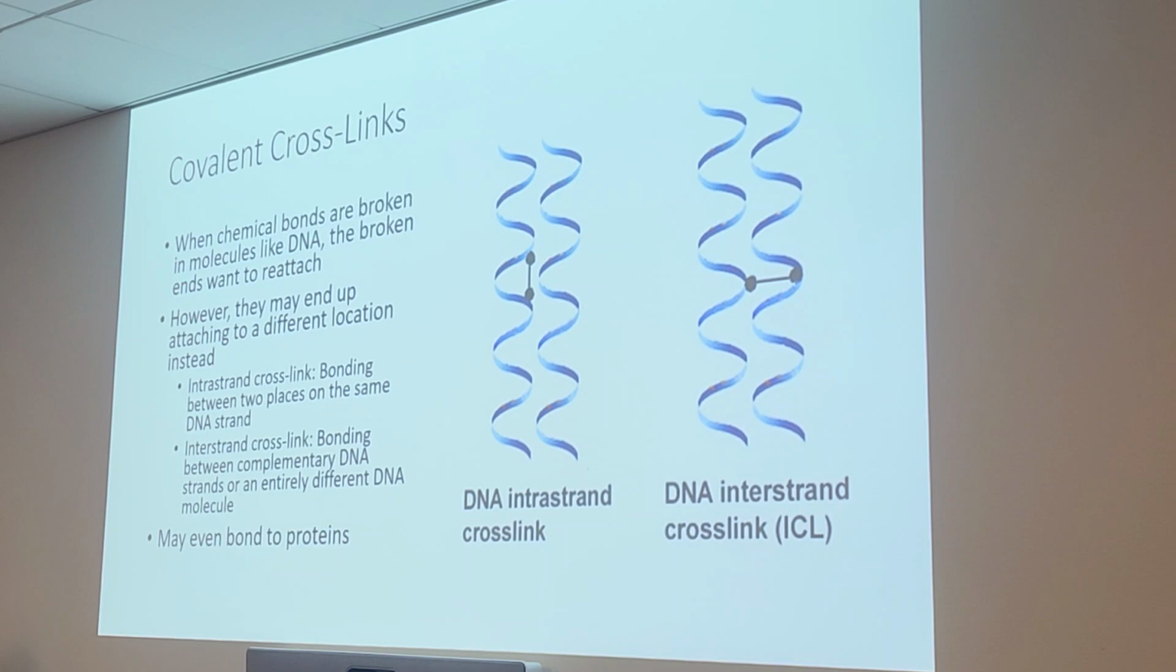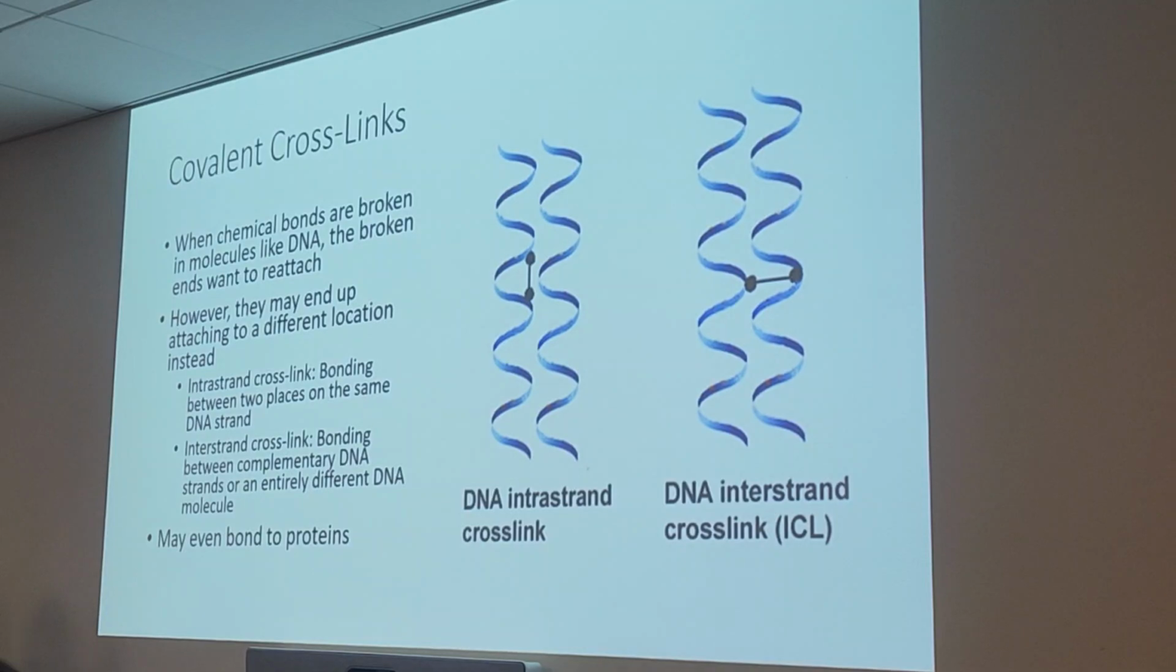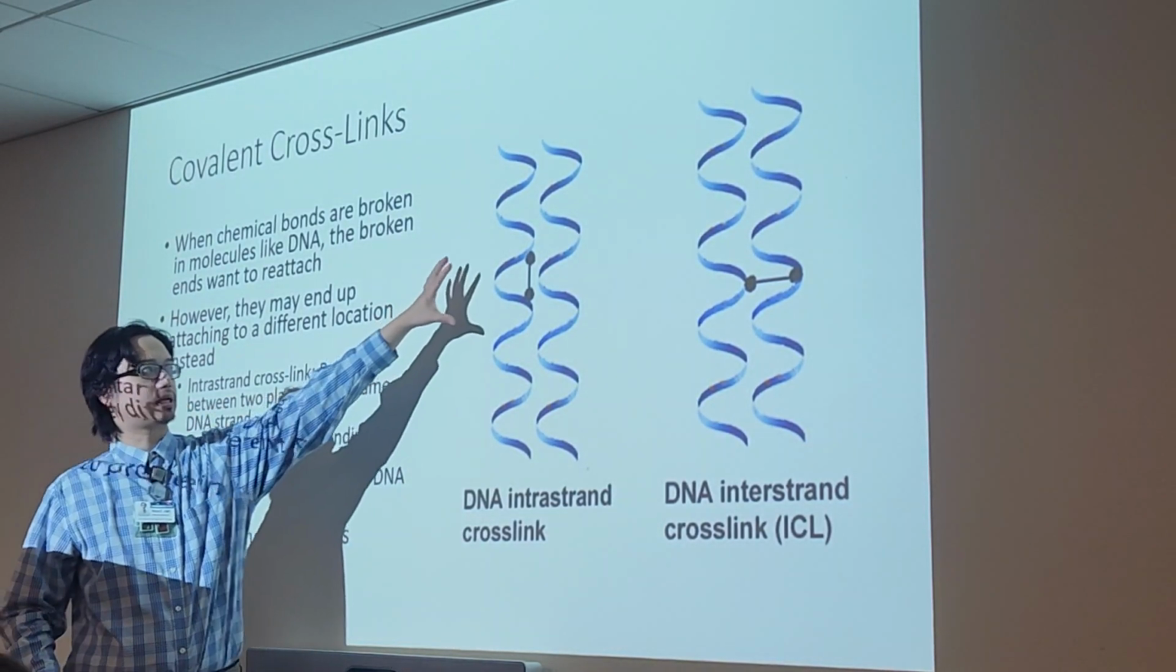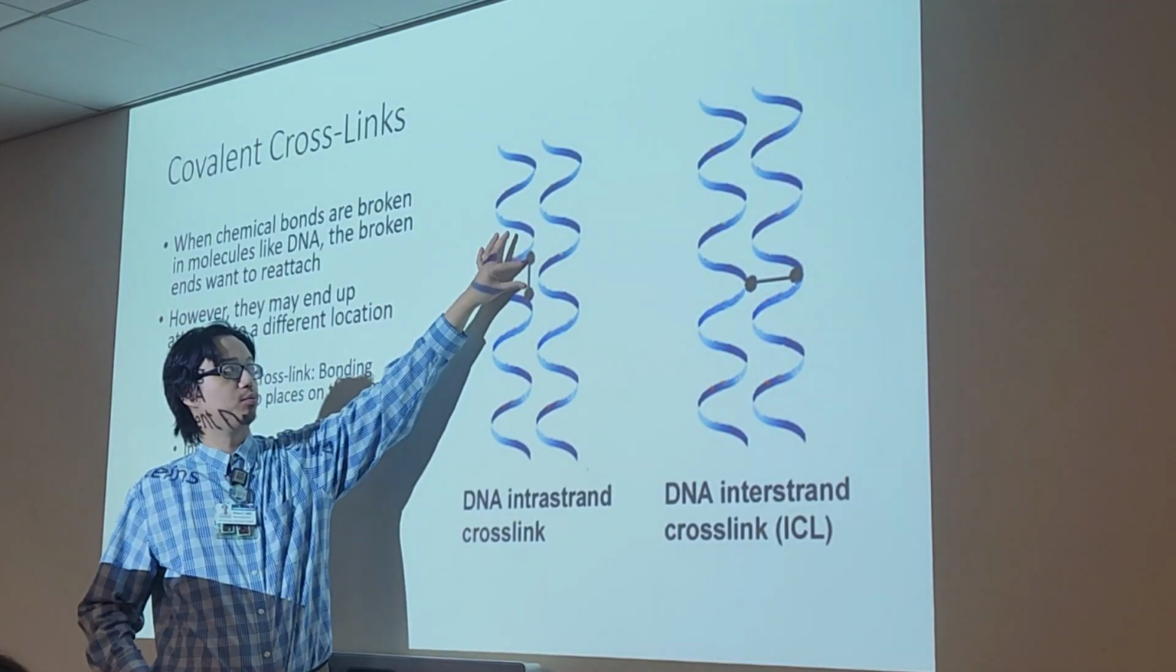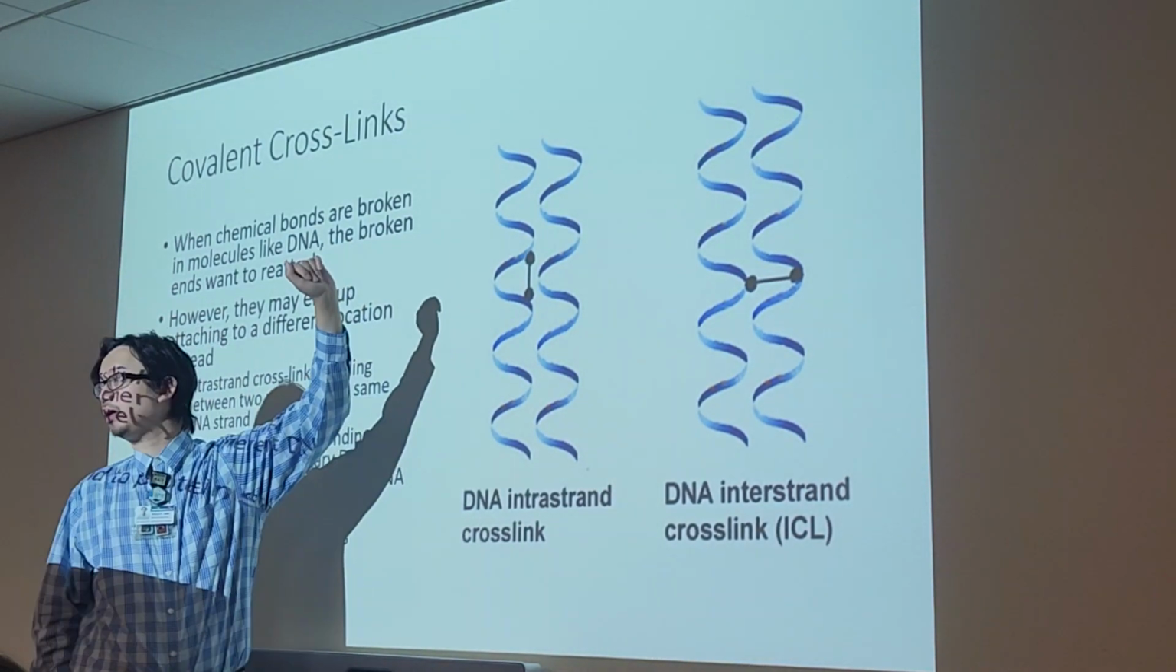Now, this one is pretty important. Covalent crosslinks. Crosslinks. Sounds familiar, doesn't it? Yes, from the first or second semester. That's right, we talked about cross-linking before. So, what is cross-linking? When two parts of a molecule attach to each other when they're not supposed to. In this case, our molecule is DNA. So we end up with a chemical bond between two parts of our DNA that should not be there.